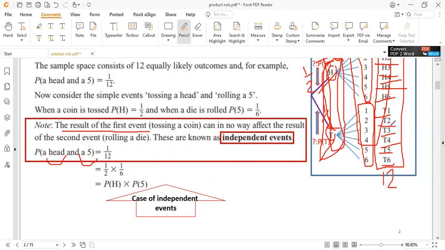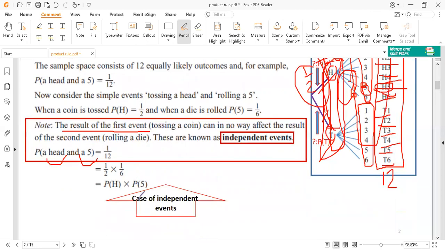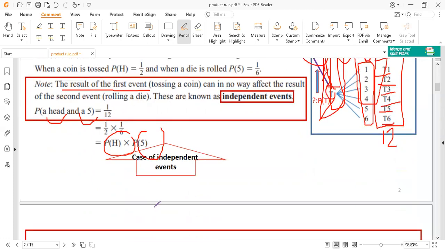How do we obtain a head and a 5? What is the probability of obtaining this 5? The probability of obtaining this 5 is 1 from 6. So the probability is 1/2 times 1/6. We multiply both probabilities to obtain 1/12.